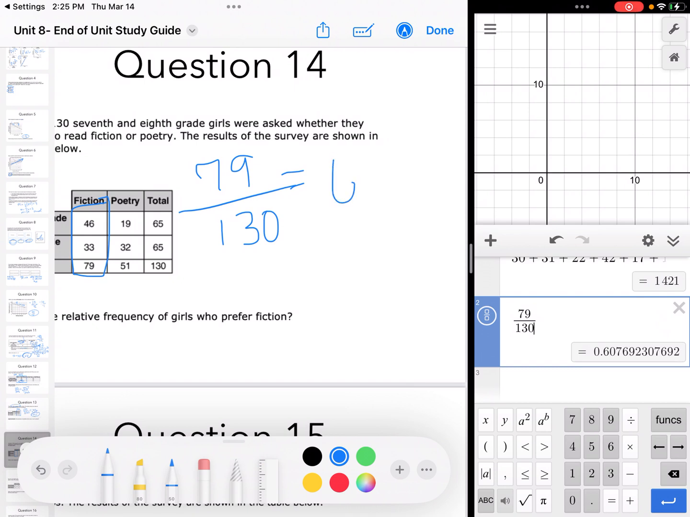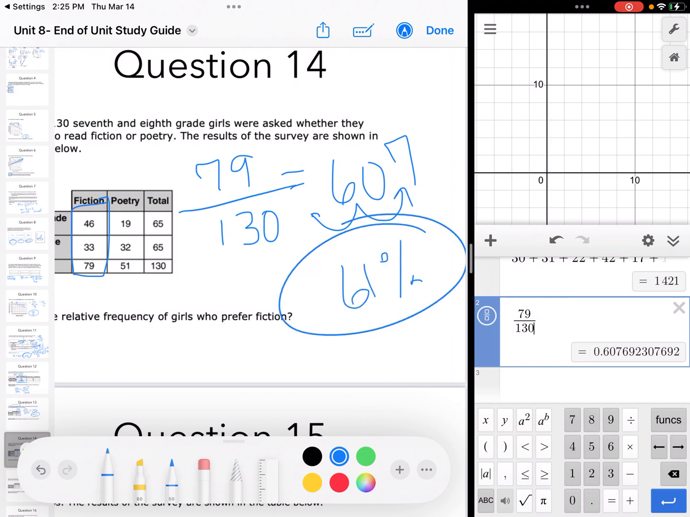And I get .607. So I get about 61%. And if they want it as a fraction, I'd leave it like that.